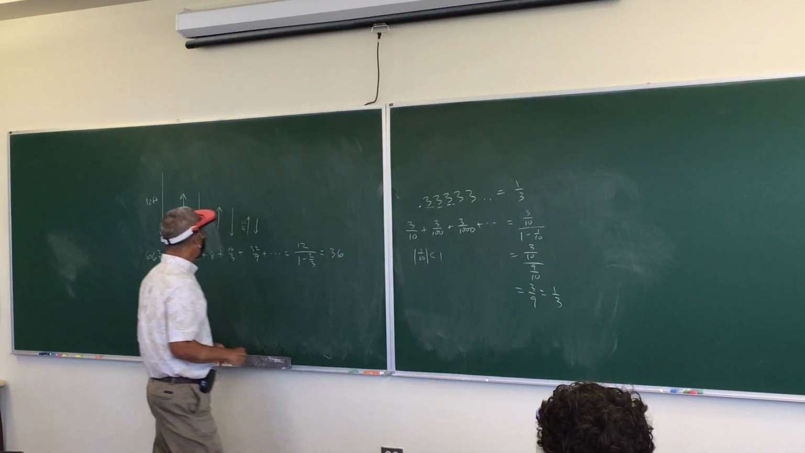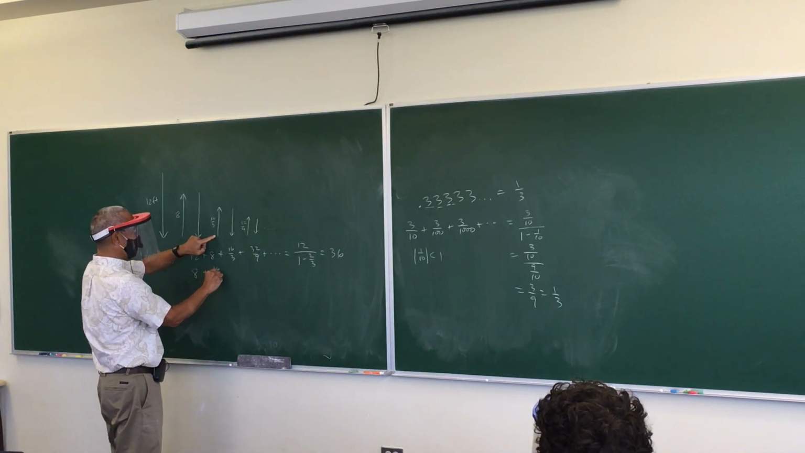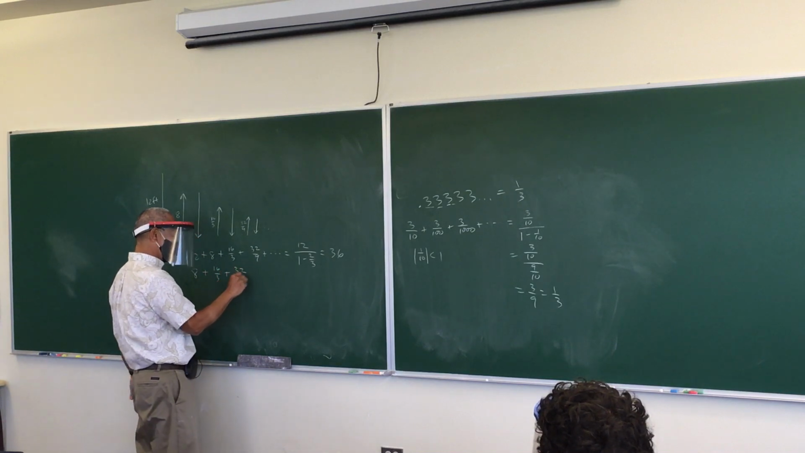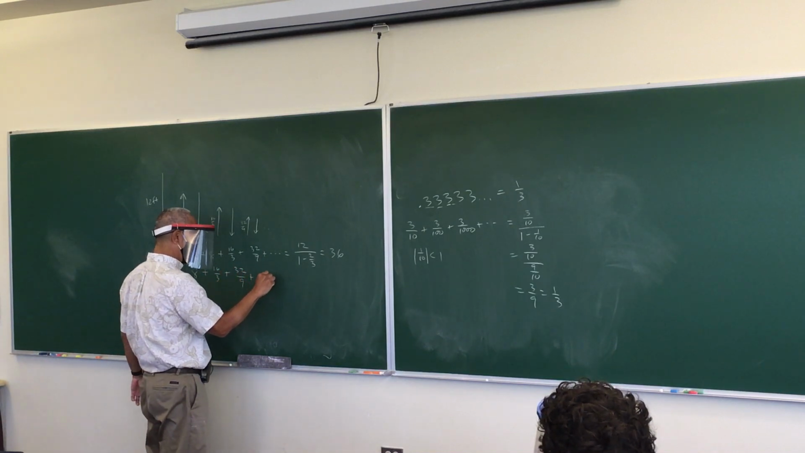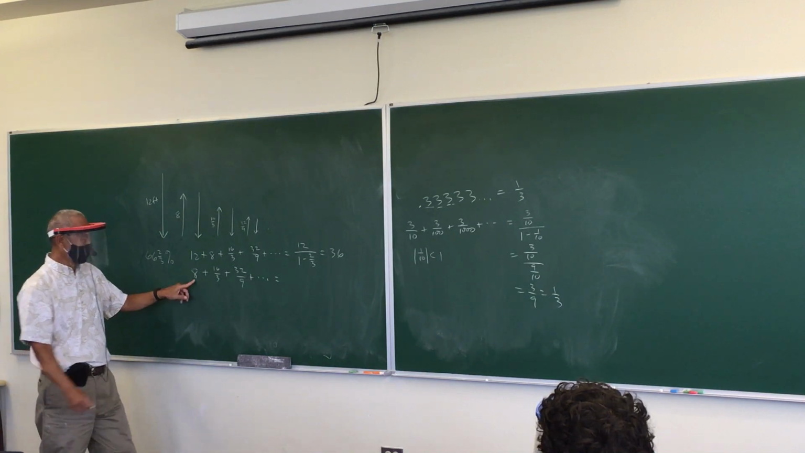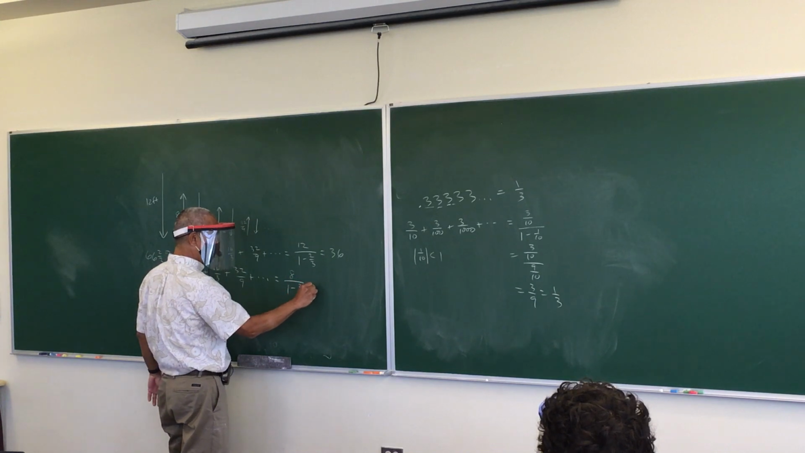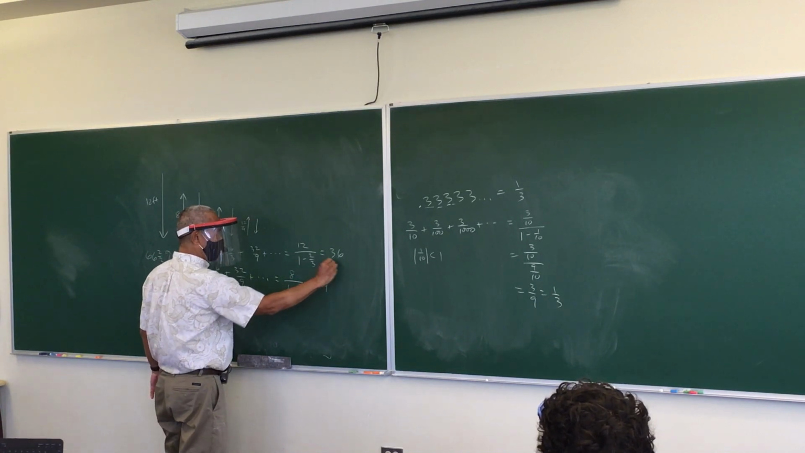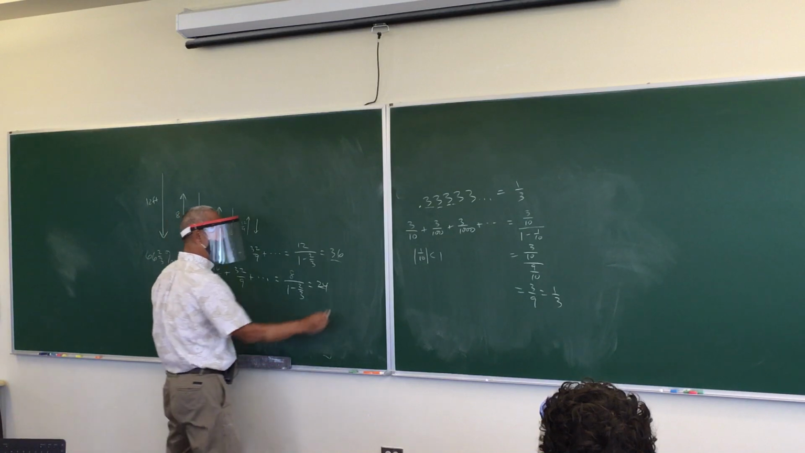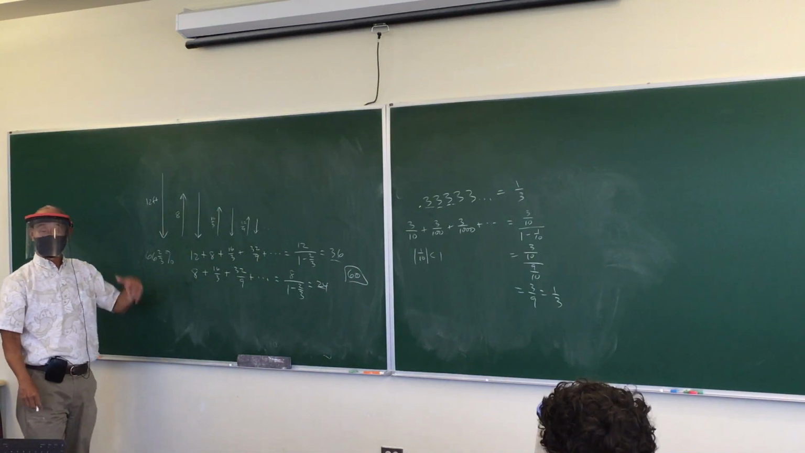Okay, now let's add up all the up arrows. So 8, 16/3, 32/9, forever. Hey, that's an infinite geometric series. First term, all over 1 minus r. That's 24. And so if I add these numbers, you get 60. So that's the distance traveled by the ball.